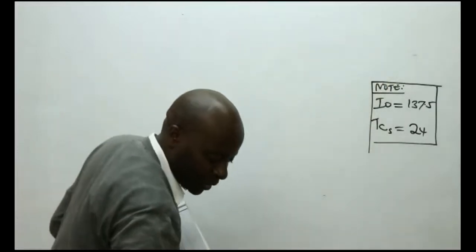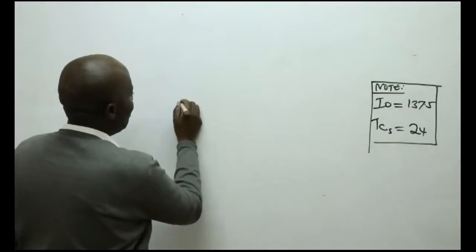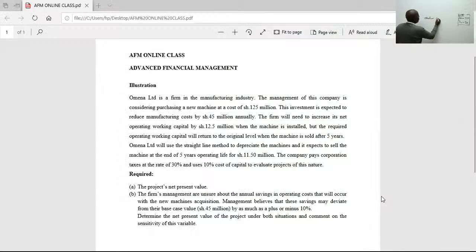Operational cash flows, ladies and gentlemen, are very interesting. They have given me that once the machine comes, we are going to have some savings. So we have savings, ladies and gentlemen, over how much? They have told us, please look at the question.